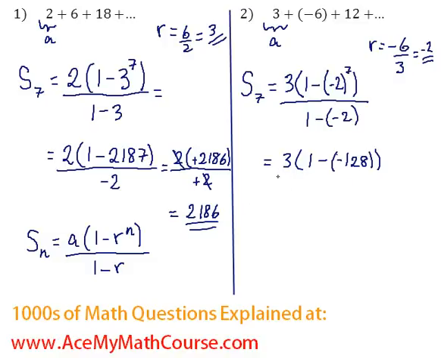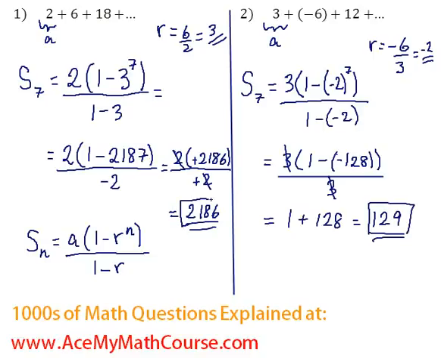Let me make a straighter line here for the fraction. There we go. All over 1 plus 2. Why is it plus? Because minus negative makes a positive. 1 plus 2, 3. So these 3's are going to cancel out. So we end up with 1 plus 128, because again, minus a negative makes a plus. And 1 plus 128 is 129, which is the sum of the first 7 terms. And we're done. We found both sums.